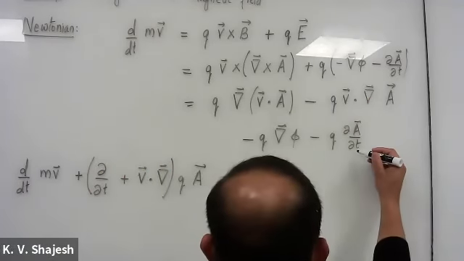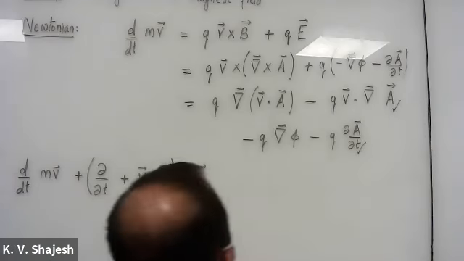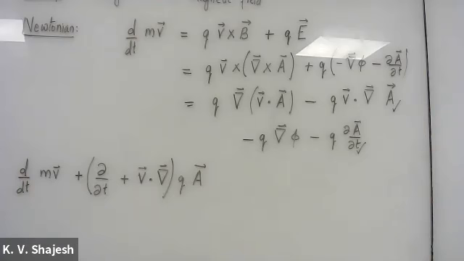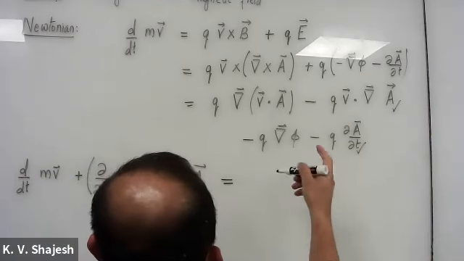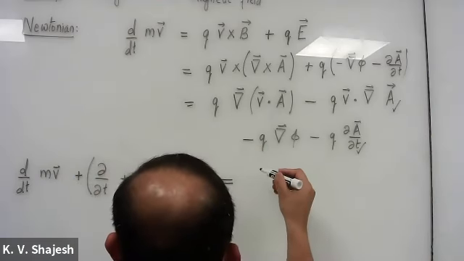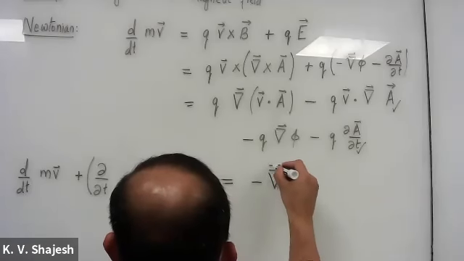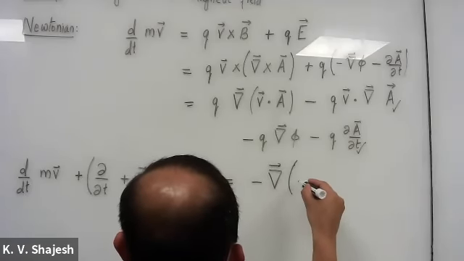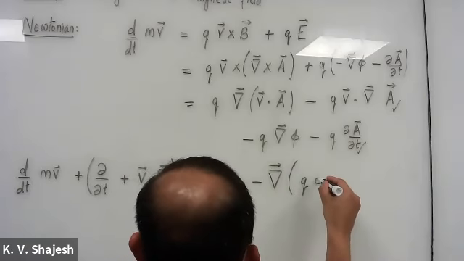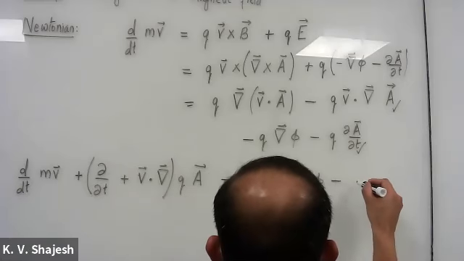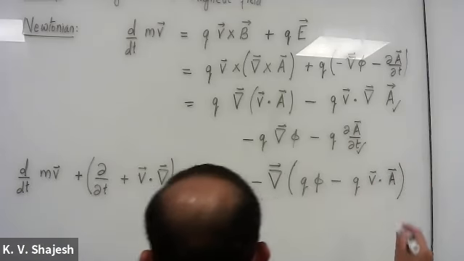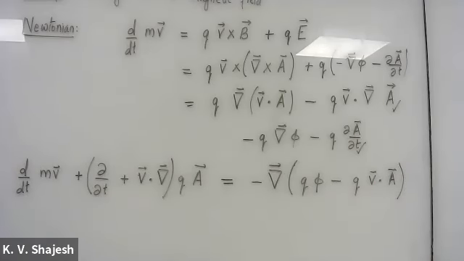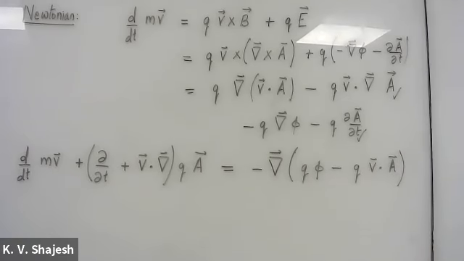So what I've done is I have taken this to the left, and this term also I have taken to the left. Whatever is on the right remaining then is a gradient of some quantity, a negative gradient of some quantity, and this is equal to q times phi, and this is minus q of v dotted with a. As of now, it's just algebraic manipulations, but it plays an important role at this point.